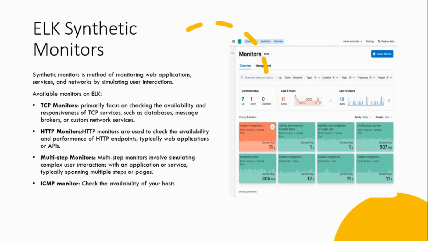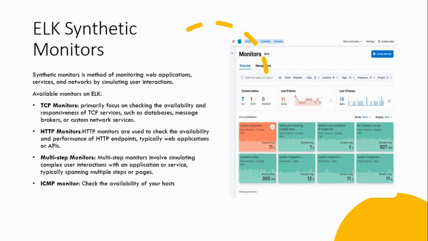Then you also have HTTP monitors that are used to check the availability and the performance of HTTP endpoints. You can also use URLs and APIs. You can use the HTTP monitor to check the availability and performance of those endpoints.